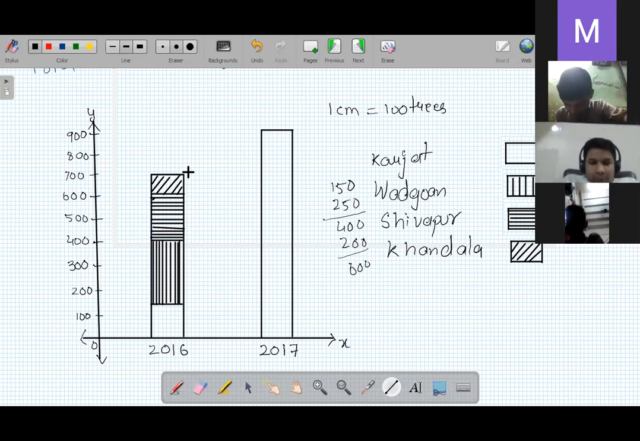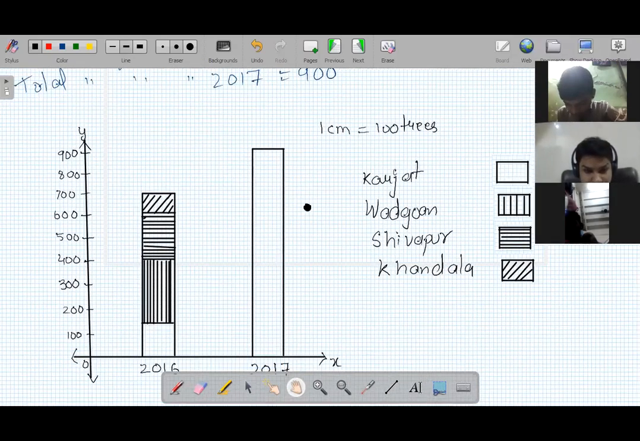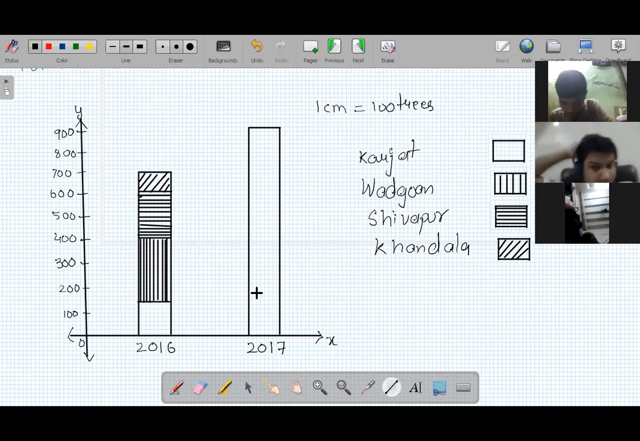Done. Is this first bar clear? Yes. Now same thing we'll do for the year 2017. In 2017, Karjat had how many trees? 200. So at 200, you put the bar. We'll draw this line at 200.